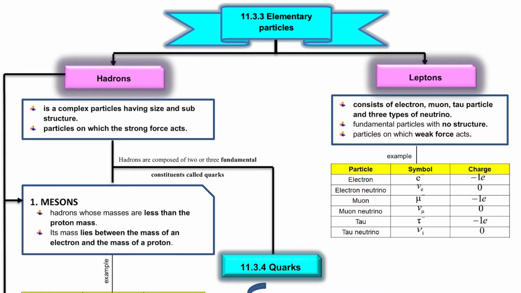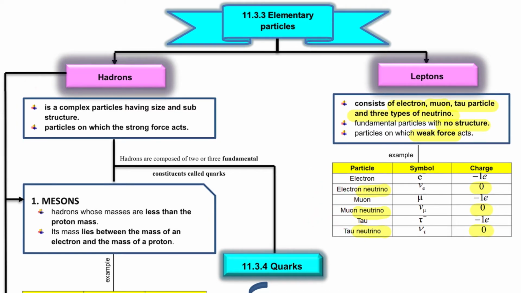Leptons consist of the electron, muon, tau particle, and three types of neutrino. They are fundamental particles with no structure or measurable size, and the weak force acts on each particle. Each of the 6 particles has an antiparticle, and the neutrinos do not have electric charge. Meanwhile, the electron, muon, and tau all have a charge of -1.